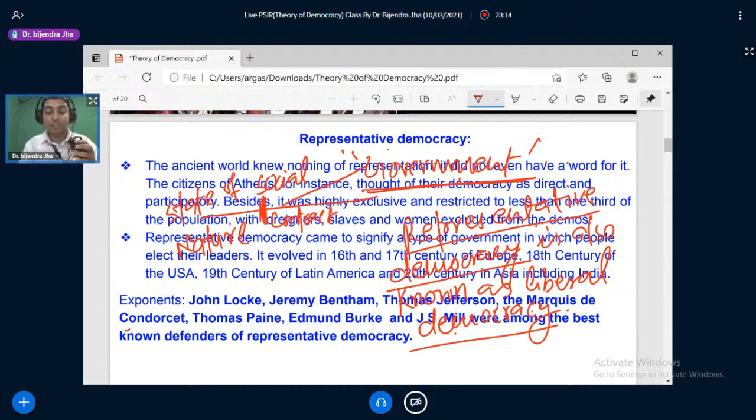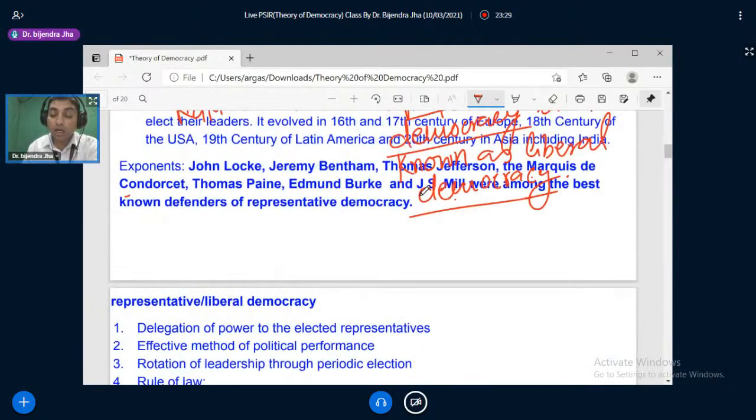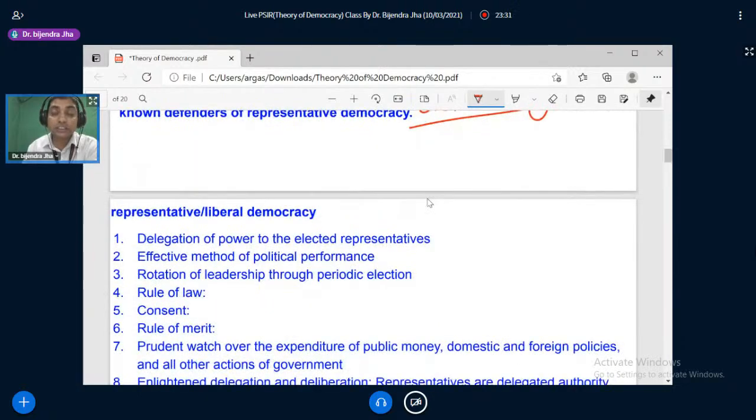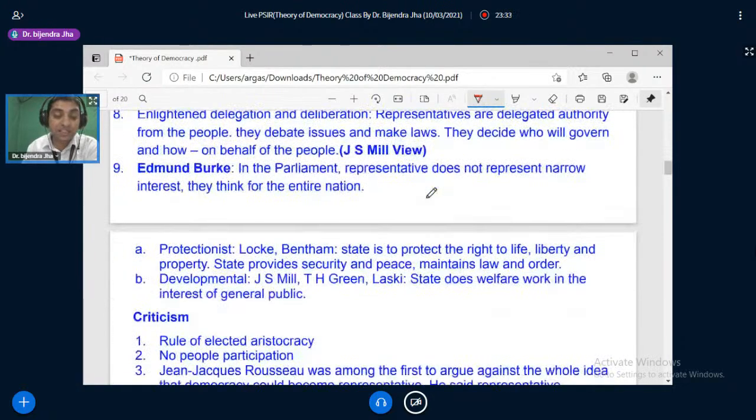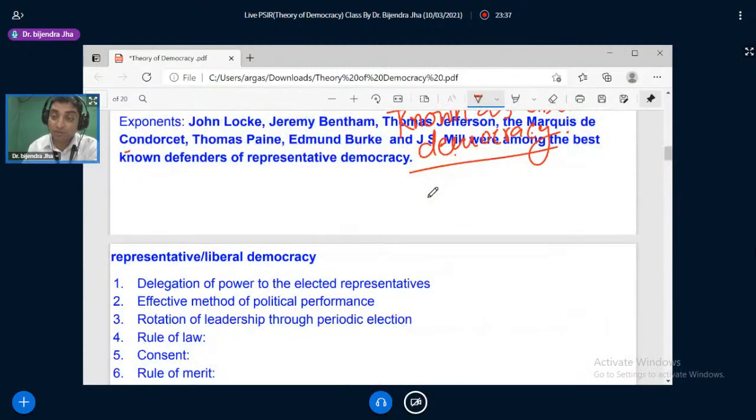In liberal democracy, people elect their leaders to govern the country, right? To manage the affairs of the government. Okay. That is liberal democracy. Now come to see the basic characteristics of a liberal democracy. What are the basic characteristics of democracy?